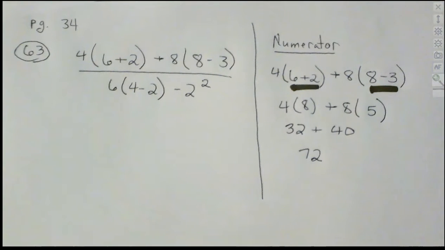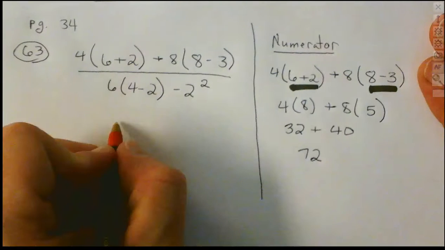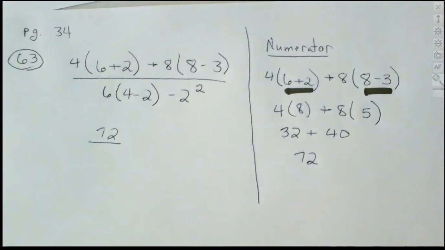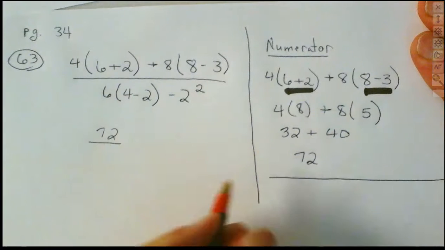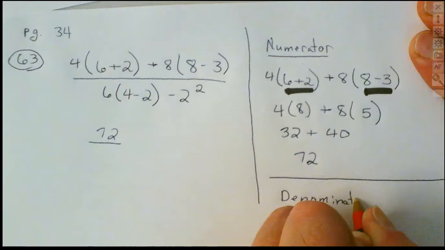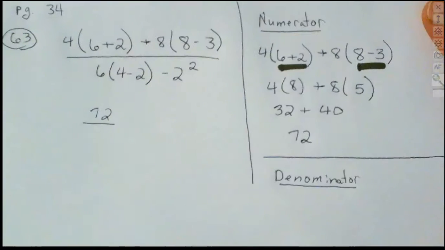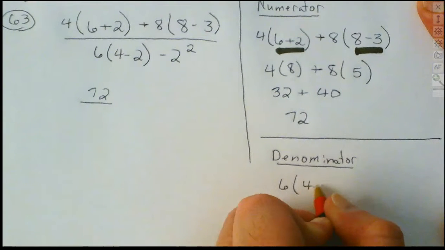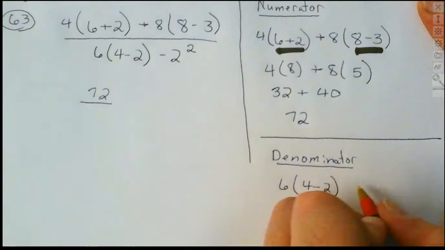So that's going to be our top half, our numerator. And we'll just put that over here. Always go back and double check and make sure you copied everything down, because that's another place where students make a mistake, and I do it too, is I accidentally copy a number down wrong. So make sure everything looks right, and it does so far. Now we're going to look at the denominator. And this is our bottom half of this fraction. So this is going to be our denominator, and we have 6 times 4 minus 2, minus 2 squared.